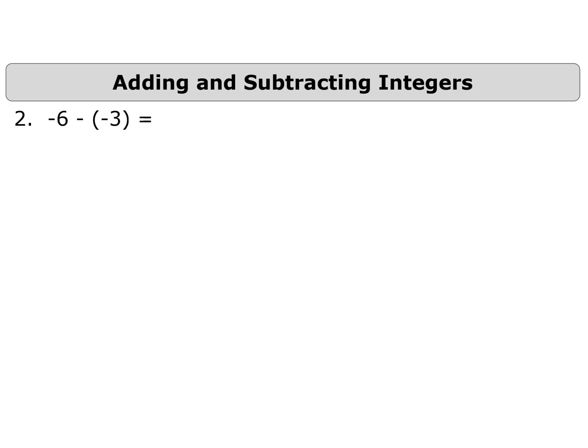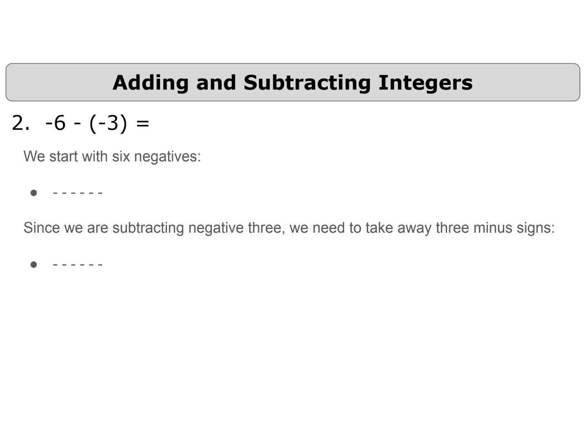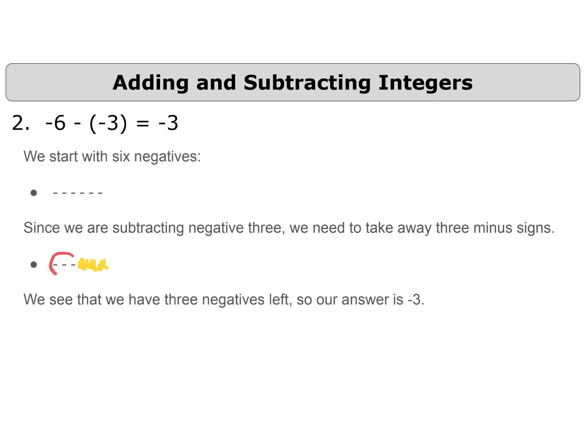Let's look at our next problem, negative 6 minus a negative 3. So we will start with 6 negatives. Since we are subtracting negative 3, we're going to take away 3 negatives. Once we take away 3 negatives, we have 3 negatives left, so our answer is negative 3.